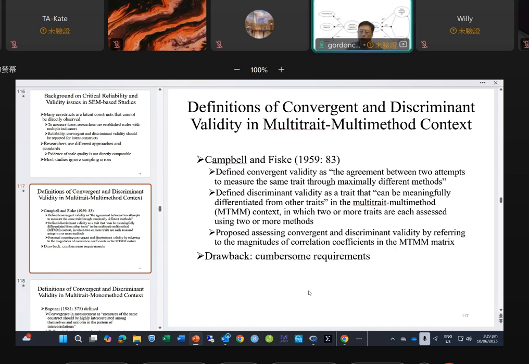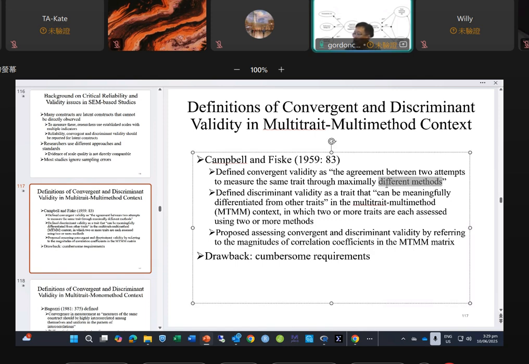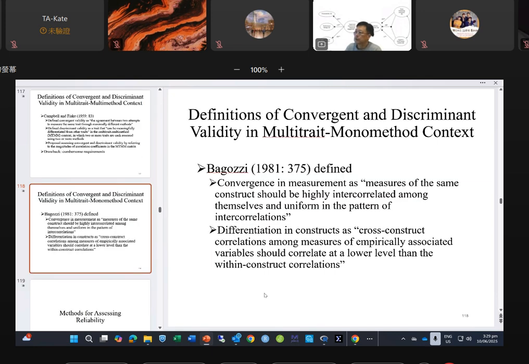The problem is that in empirical studies, it is so difficult to collect data. Collecting data using one method is already so difficult. How can we collect data using multiple, different methods? It is not possible in empirical studies. Therefore, Bagozzi, a marketing scholar, in 1981, redefined convergent and discriminant validity in SEM.